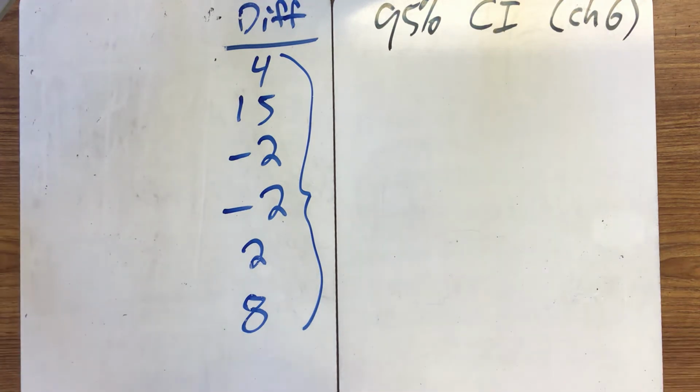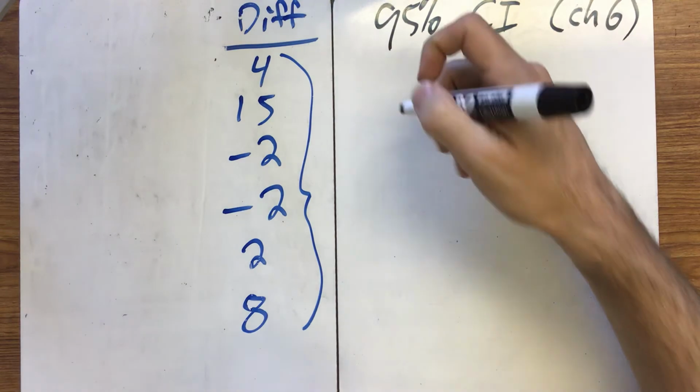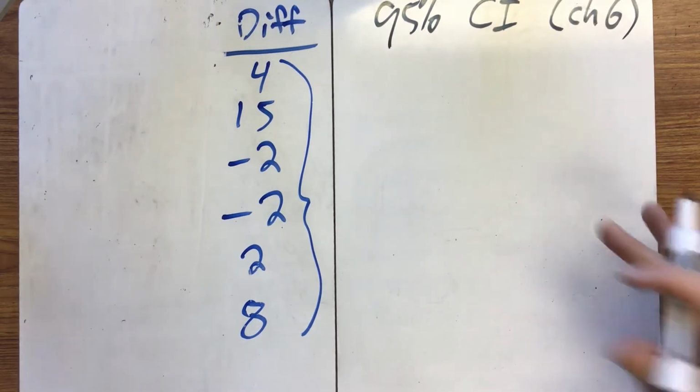So we have these differences. Find a confidence interval with these numbers. Can we remember the confidence interval formula? Well, I can. You might have to look it up.